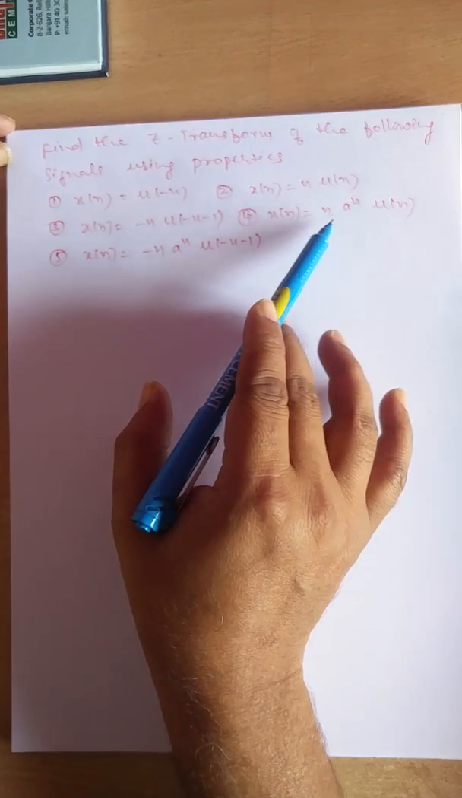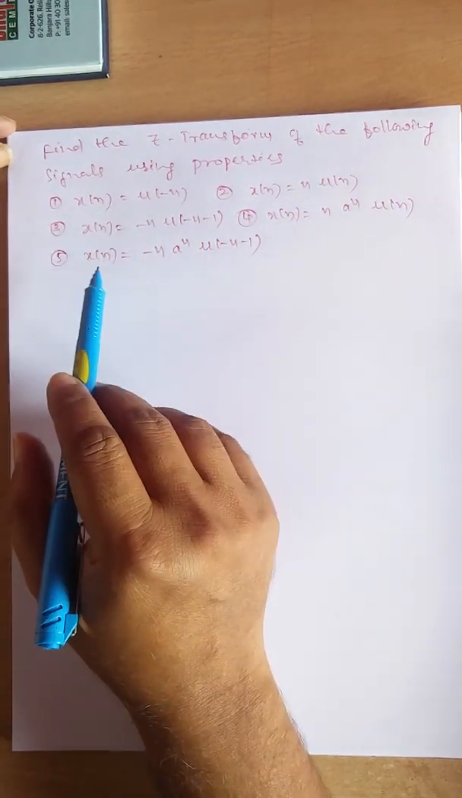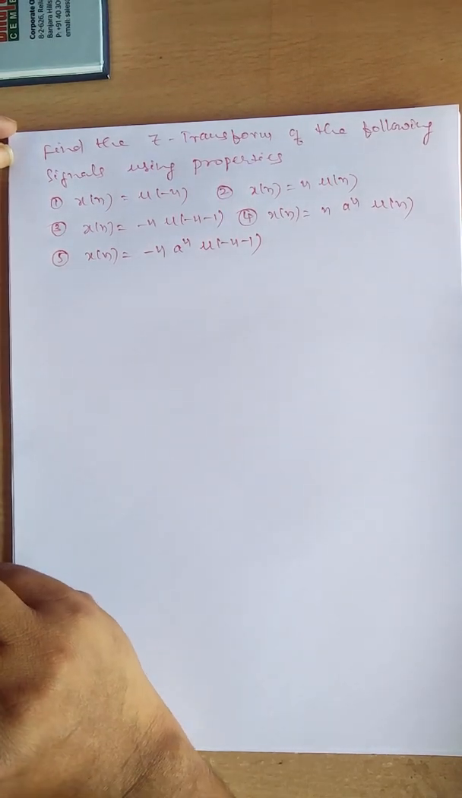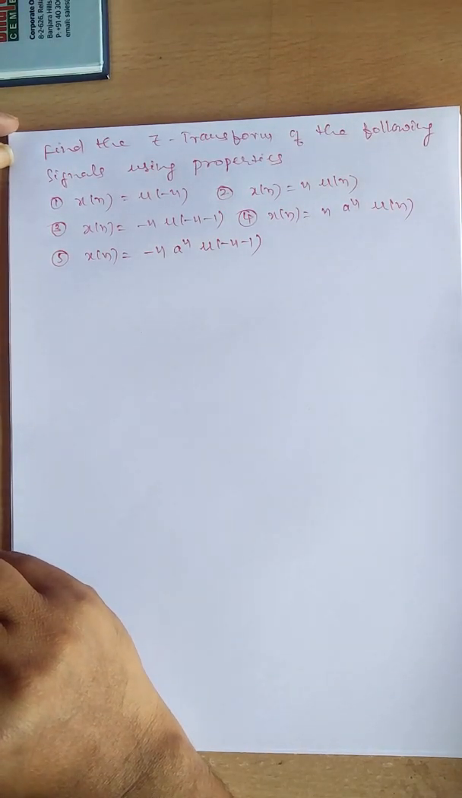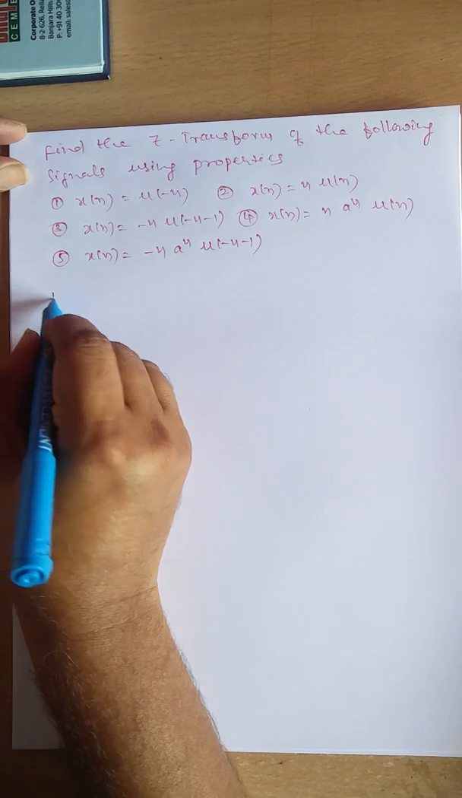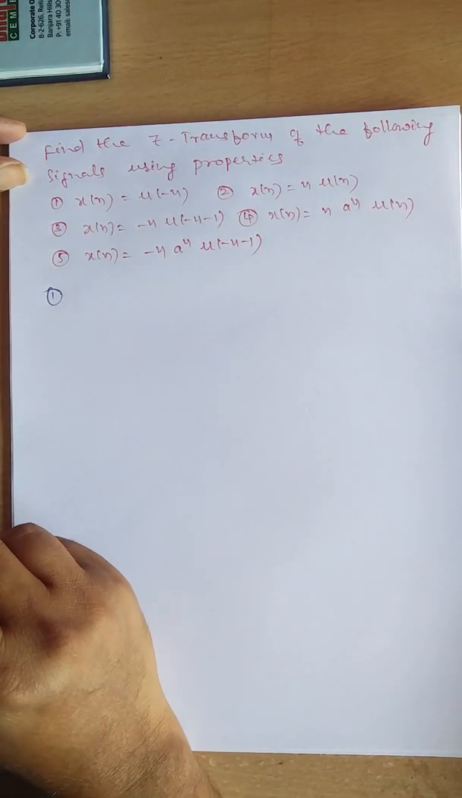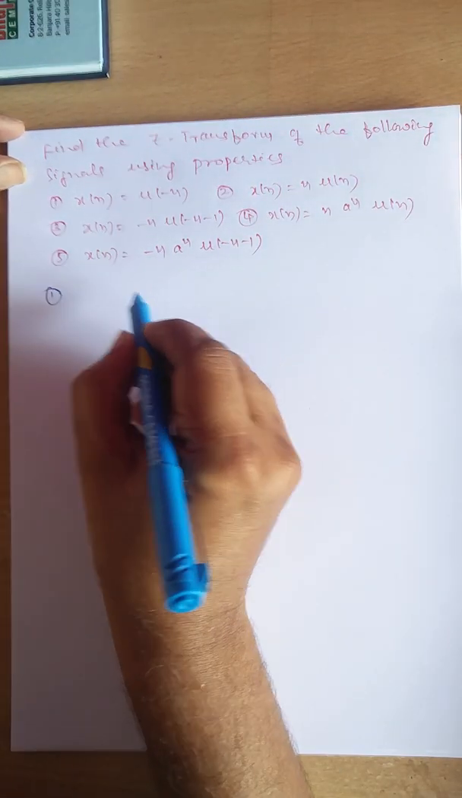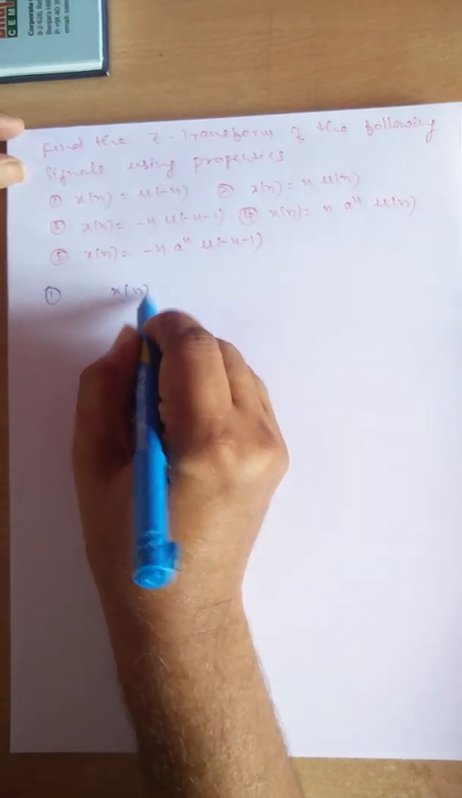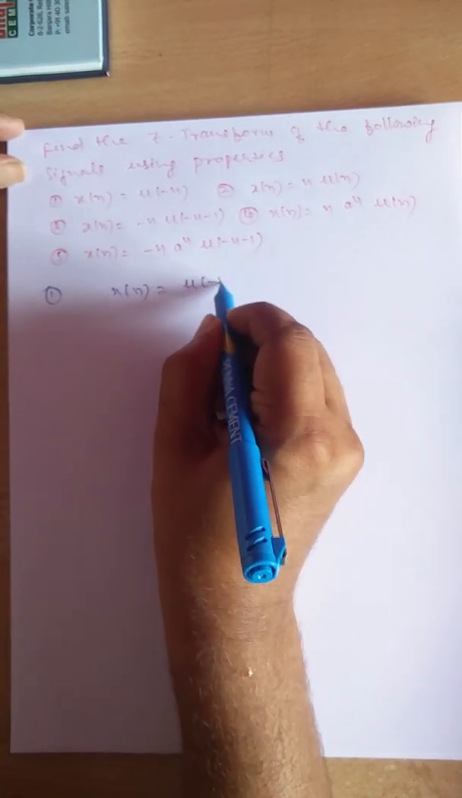Fourth is x of n is equal to n into a to the power of n into u of n. Fifth one is x of n is equal to minus n into a to the power of n into u of minus n minus 1. That is, all these problems we need to solve using the properties. First problem is x of n is equal to u of minus n.